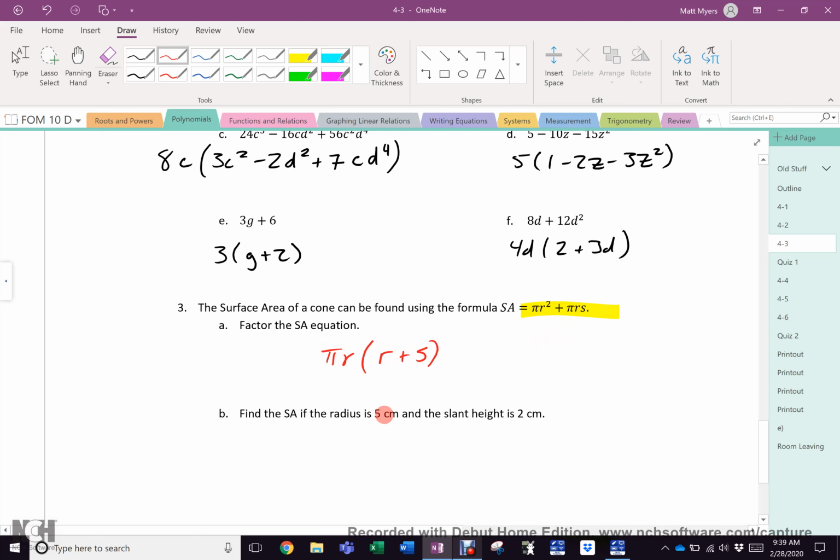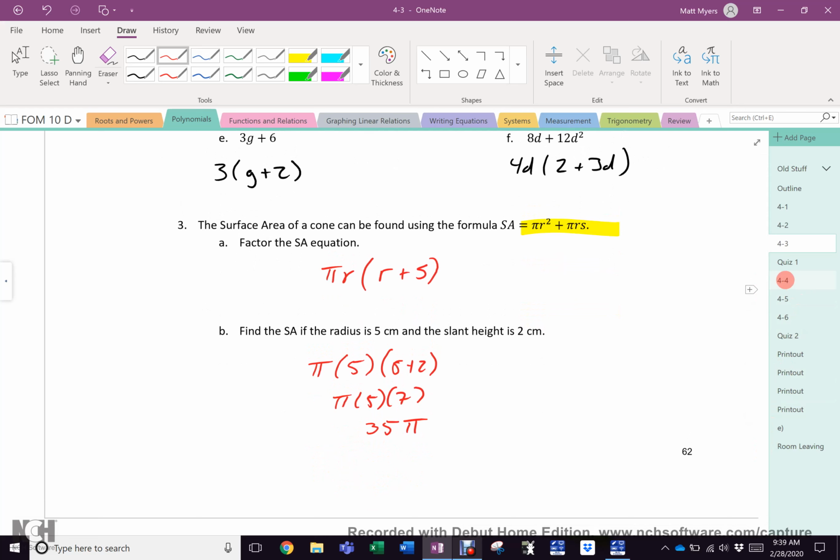Find the surface area if the radius is 5 and the slant height, which is obviously s, is 2. That is pi times 5, because that's r, times 5 plus 2, which is pi times 5 times 7, which is 35 pi. And those of you who have been paying attention so far know that that is how you will finish all questions with pi now. You will not do 35 times 3.14. You will not do 35 times the pi button on your calculator. That is where a question with pi ends. Okay? We're going to do a whole unit on that type of stuff coming up.